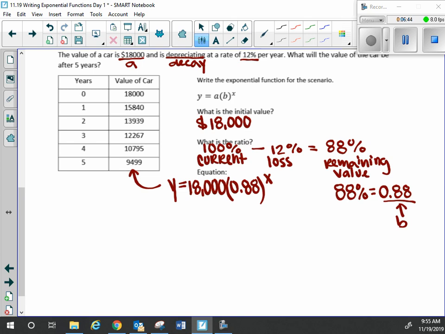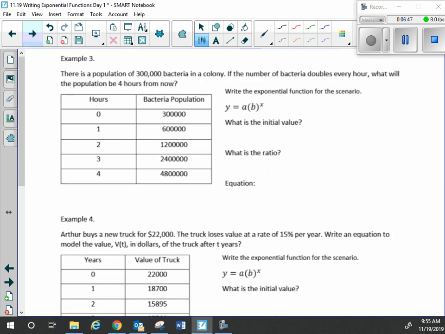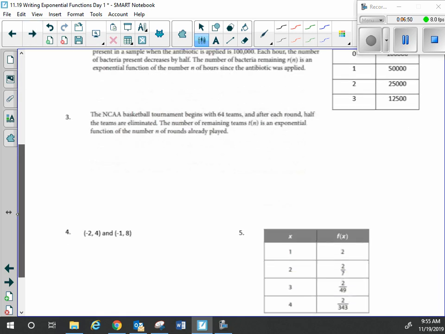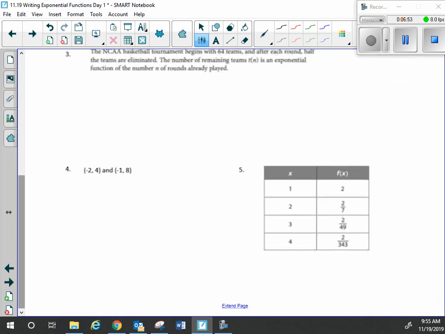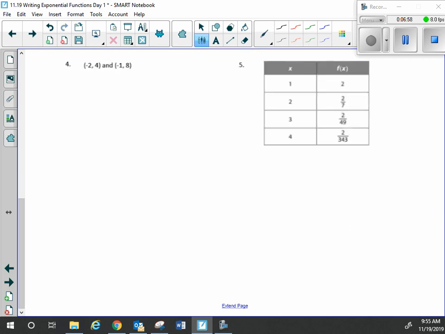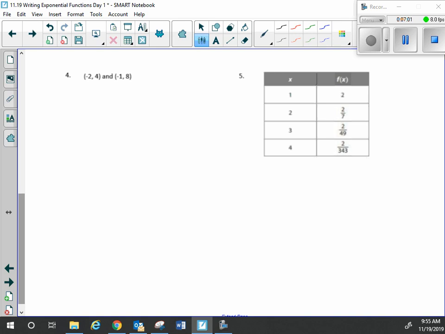Okay, let's do one more together. Go all the way to the back. We're going to look at number 5. So number 5 isn't dealing with percents, but number 5 is kind of tricky, because you need to use the table alone to find everything that you need. So we're looking for our A value, our B value, and then we can write our function, right? So f of x equals. But I can't find my A value until I figure out what's happening with the table.